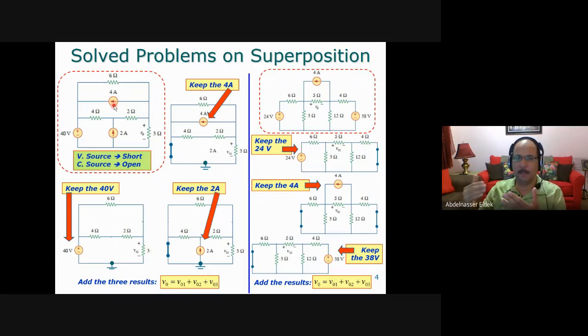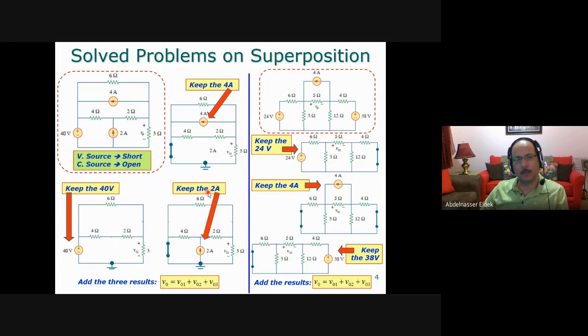This means that, for example, you keep the 4 ampere and turn off all other sources. And then you keep the 40 volt and turn off all other sources, and so on. And then you keep the 2 ampere and turn off the other sources, and so on. So every time you turn on one source and you turn off all other sources.